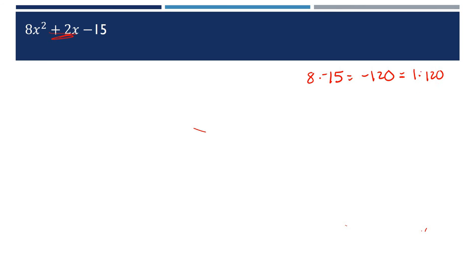The difference of those is 119. That's way too big. 2 times 60, the difference of those is 58. 3 times 40, the difference of those is 37. You can see that it's going to take me a while to get down to a small enough difference. I'm going to jump ahead because I can see that the factors of 10 times 12 will work nicely.